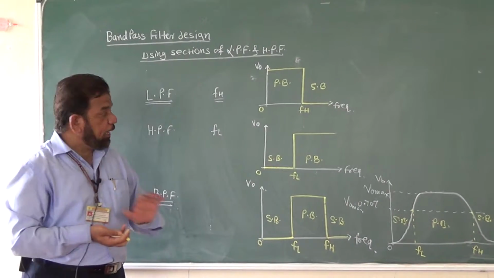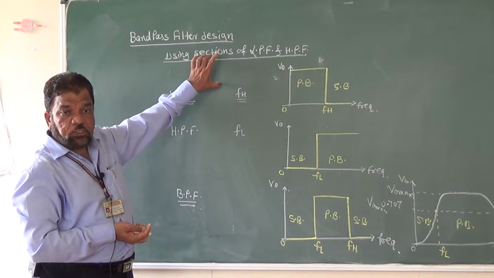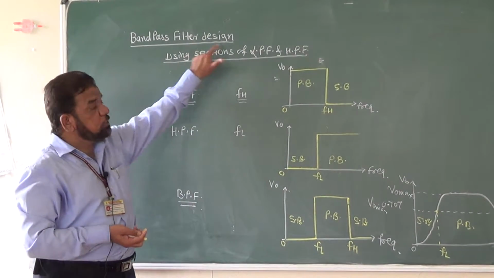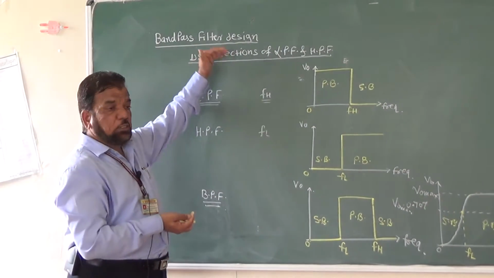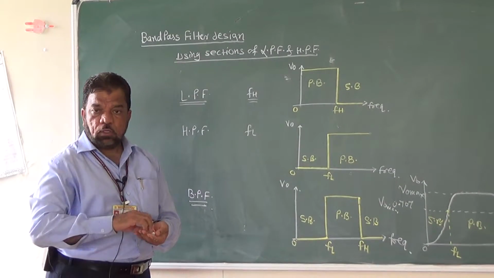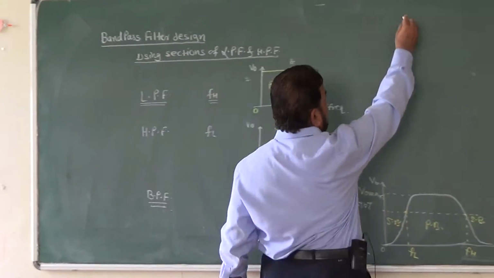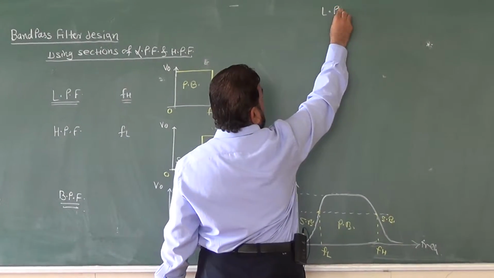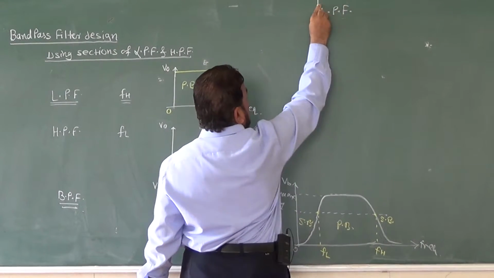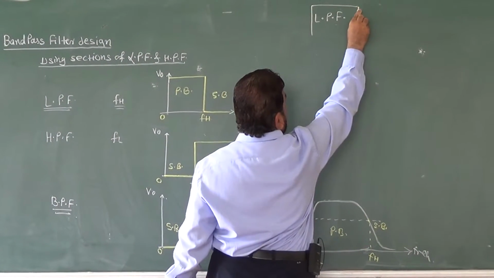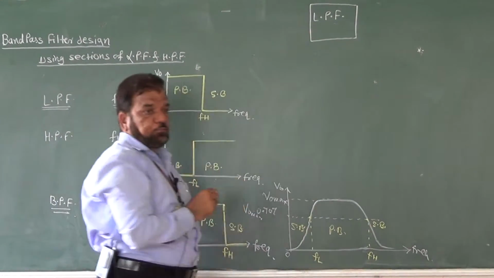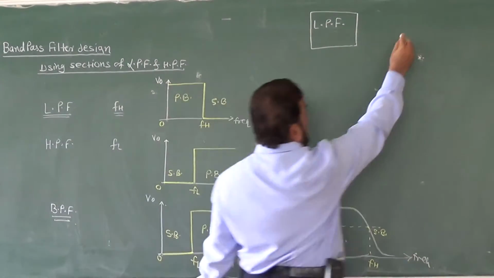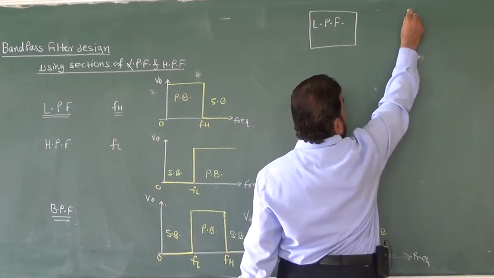Now objective that we have placed for this particular session is using the sections of low pass and high pass filters, how to construct a band pass filter. That means whatever the low pass filter is there, this low pass filter is available. If I just assume like this one, this circuit is available, section is available. Similarly, the high pass filter section is available.